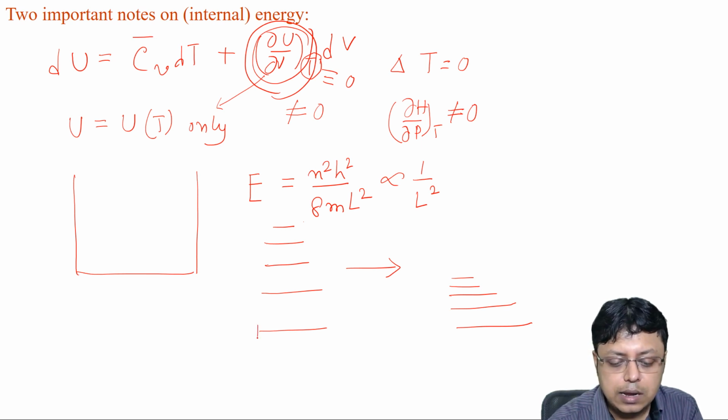Now the fallacy is here: at any point you will have some molecules in the ground state, and some number of molecules, or some fraction of molecules, in the excited state.